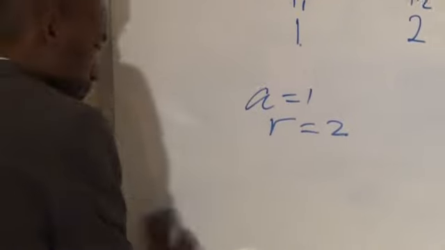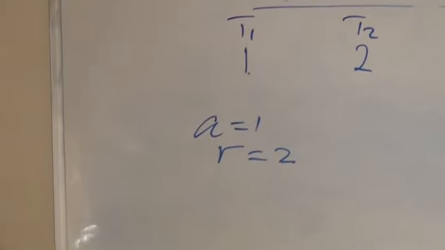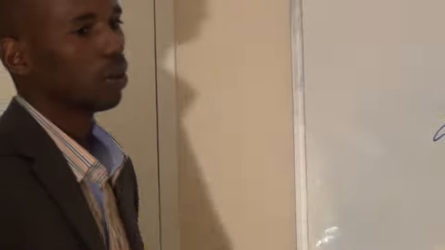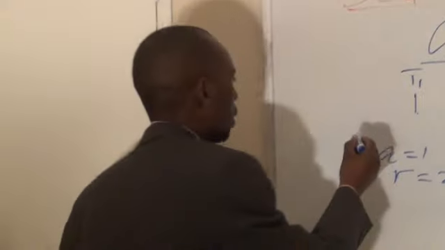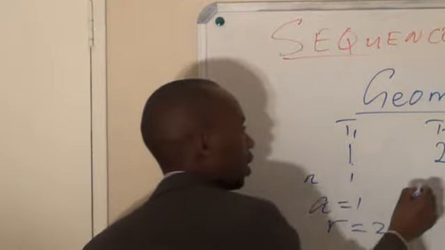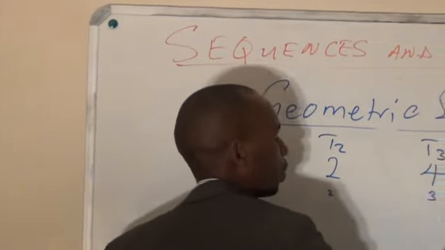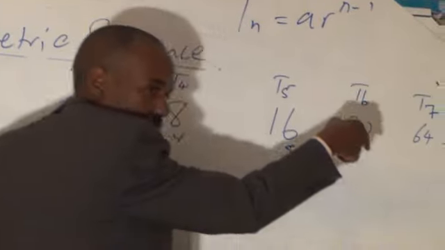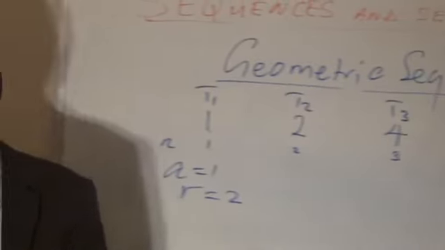Do you agree? Good. If we look at our terms, and we talk of the subscript, what term number is it? n. Obviously here n equals 1, n equals 2, n equals 3, n equals 4, n equals 5, n equals 6, etc.